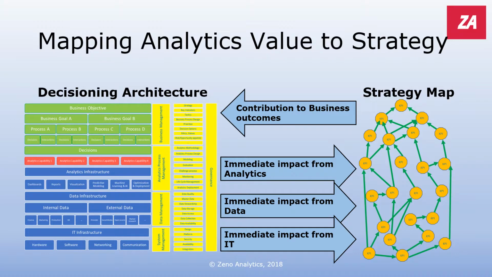The goal of the Strategic Analytics Value Map is to link the decisioning architecture and the activities in that architecture to the KPIs at the different levels so that you can relate it back to your overall strategic objectives. So by using this map, you can look at the immediate impact from IT, the immediate impact from data, the immediate impact from analytics, and link that back to the business outcomes.